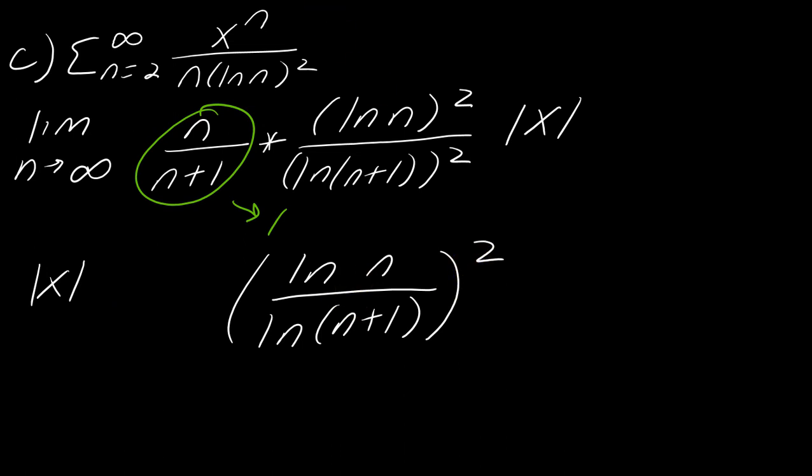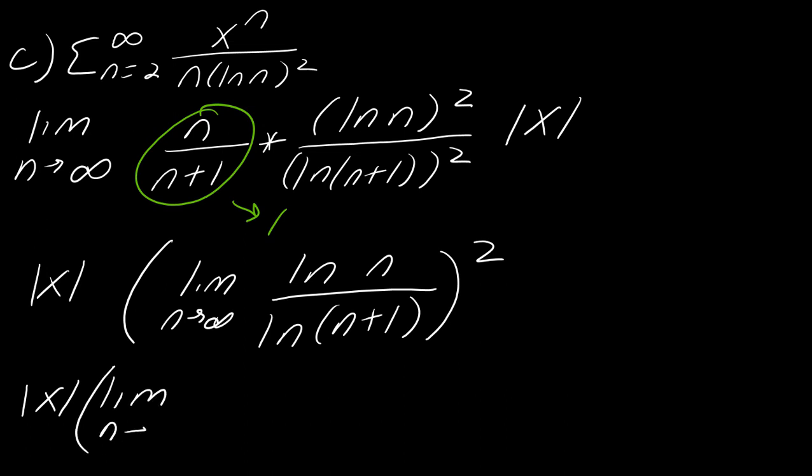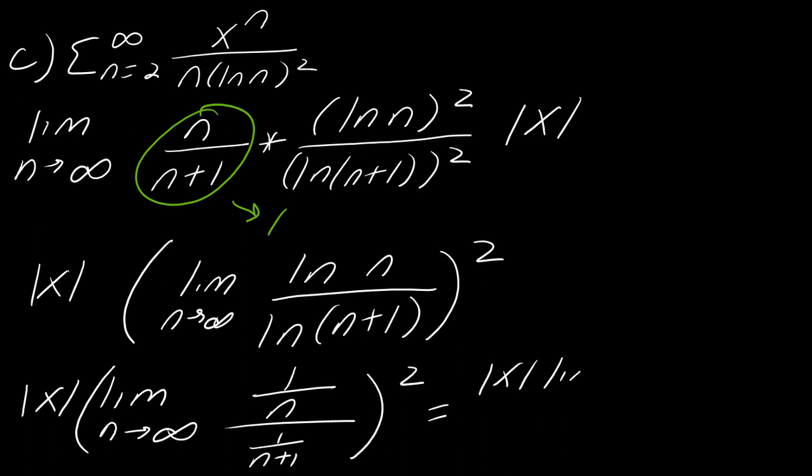So I can rewrite this if this is throwing me off. I take this limit and then square that result. This really helps because now I see that this is infinity over infinity, so now we can use L'Hopital's rule. So I've got absolute value of x, and then 1 over n over 1 over n plus 1, and I'm going to square all of that. I'm running out of space here, but I'm going to try to squeeze it in.